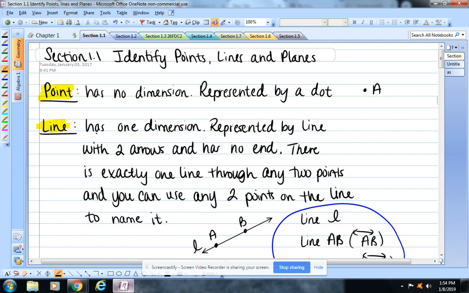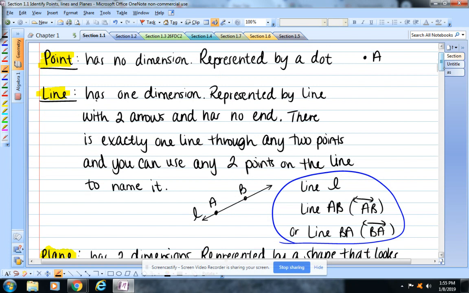So it's kind of important for us to know our symbols. It's actually really important for us to know our symbols. All right, so if you have 2 points, you can connect them with a line. Okay? The way we represent a line, let me scroll down, is when you have 2 arrows on the end and 2 points on it. There's exactly 1 line through any 2 points, and you can use the 2 points on the line to name it. So this line right here, draw this picture, please, if you do not.